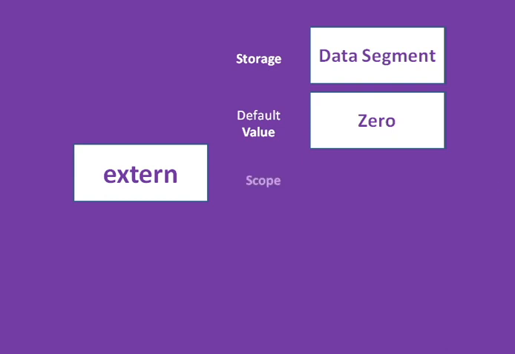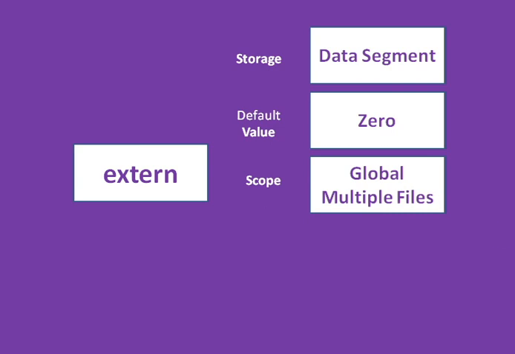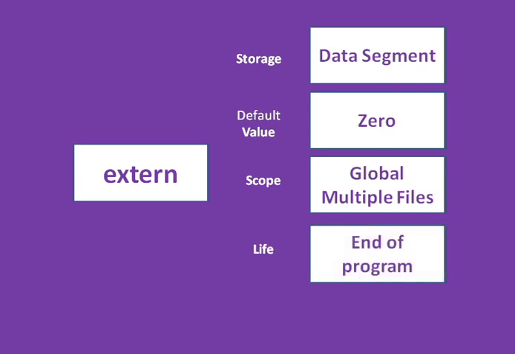The scope of an external variable is global to multiple files. That means you declare the external variable in one file and you can use that variable in another file also. That is the advantage of the external storage class. On multiple files you can use the particular variable which was declared as external. Its lifetime is the end of the program, so you can access this variable throughout the entire program.